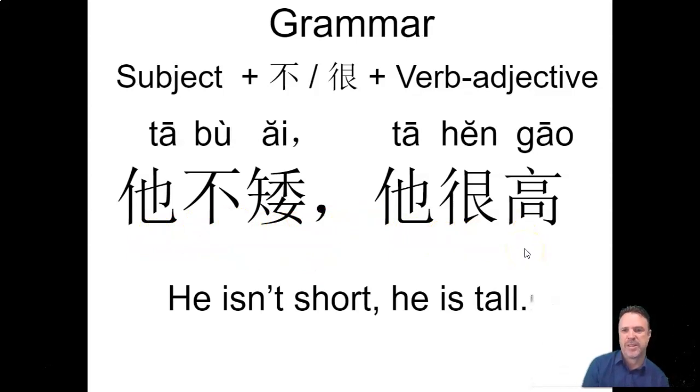And if you translate it that way, it sounds like poor English. But that's just the way that Chinese works. You don't need shi. Now, if you say 他是不矮, that just sounds really weird. 他不矮，他很高. All right, so it's subject, and then 不 or 很, and then the adjective.